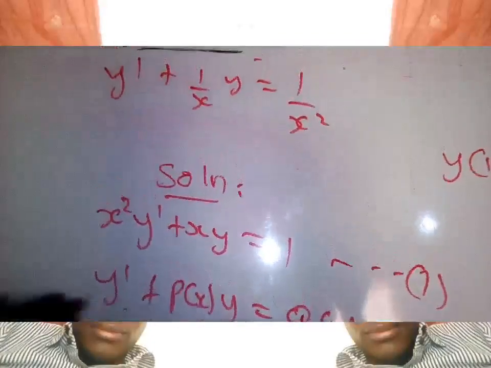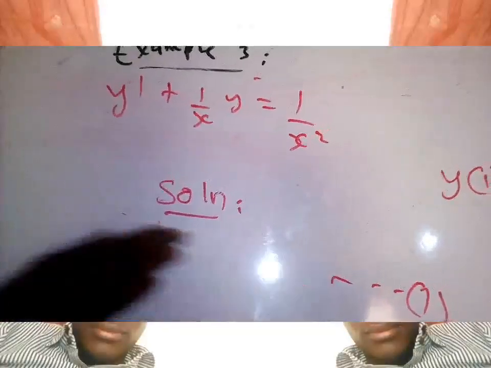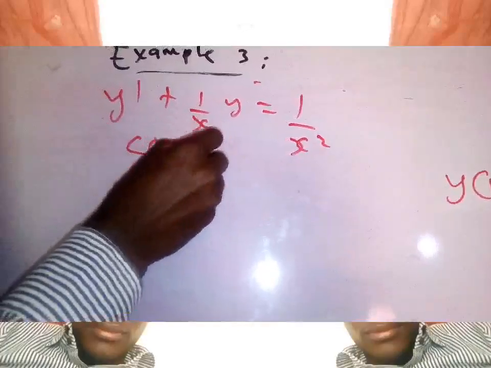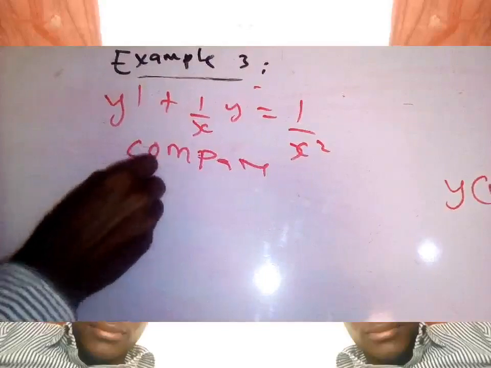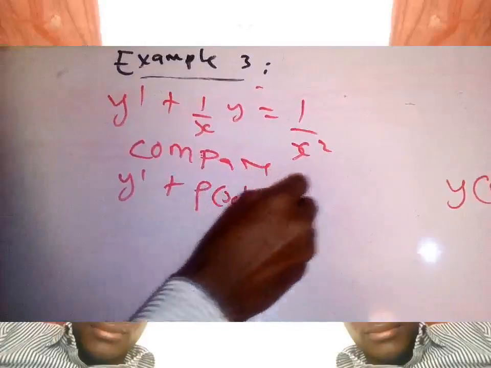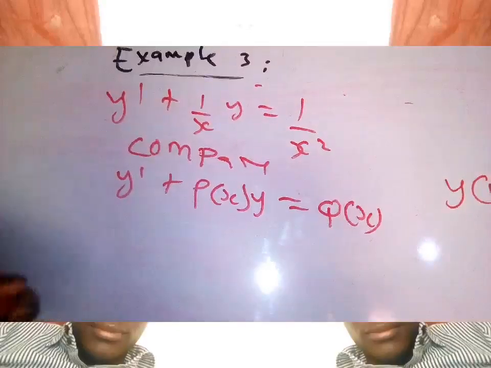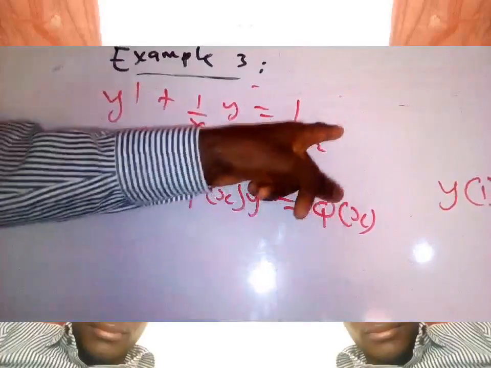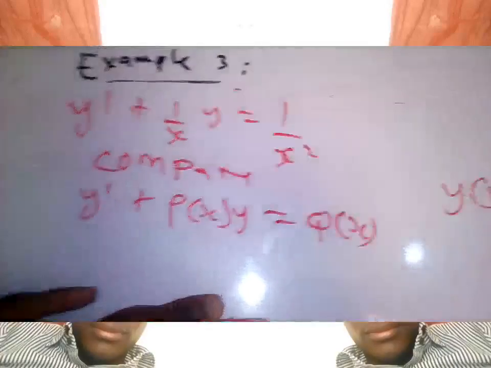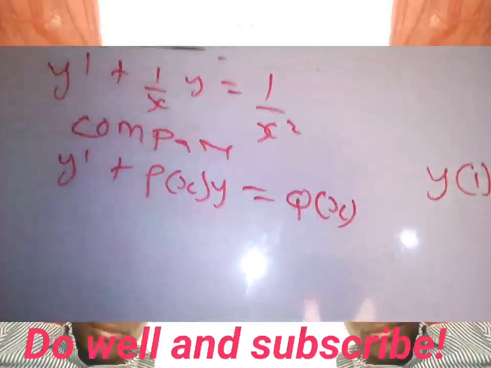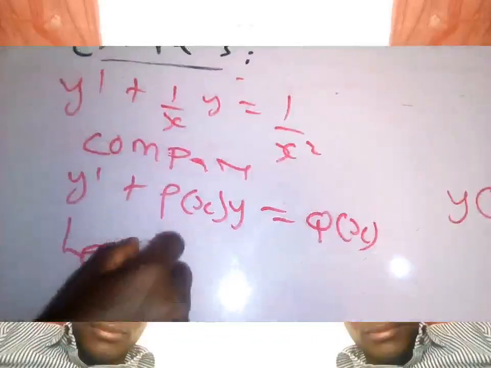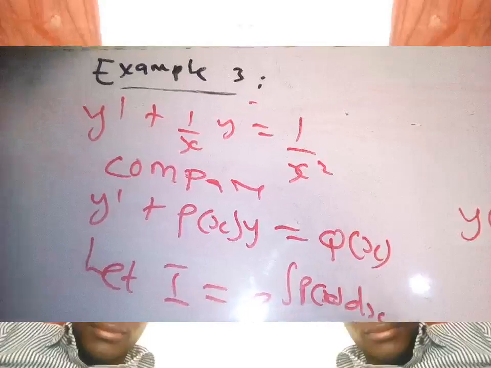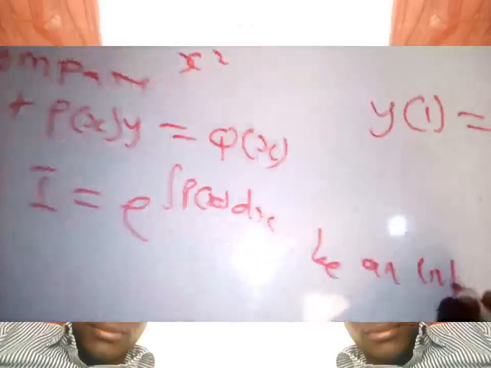Now this equation has been reduced to this form. So the next thing we are going to do is to compare the equation with the standard form of a first order linear differential equation, y prime plus p of x y equals q of x. Comparing these two equations, you can see that p of x is a function of x, which is the coefficient here, and q of x is what is here. So we need an integrating factor that can help us solve this equation. So we say let I equal to exponential integral of p of x dx be an integrating factor.